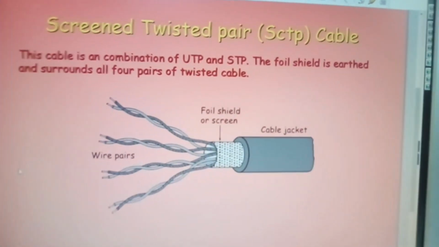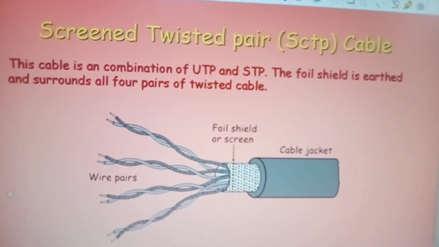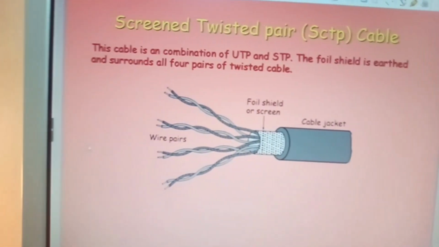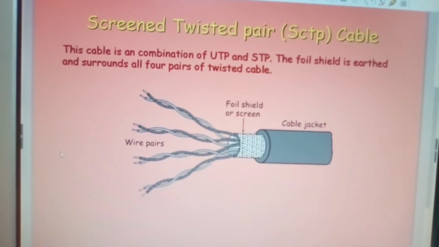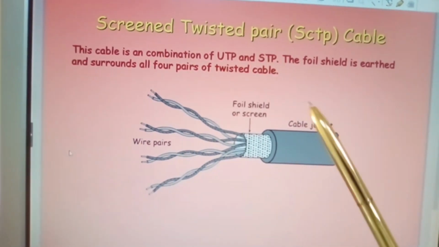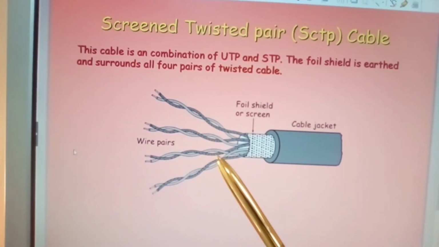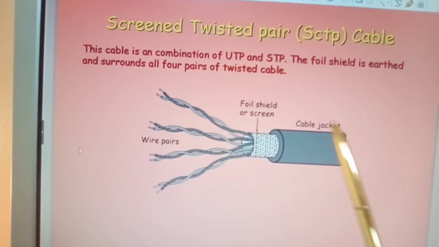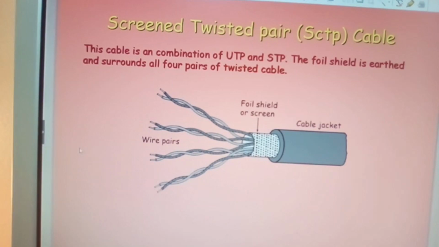Now here we have screened twisted pair. Let me just go in a little bit, make sure we can. Yeah, pull back. Right there. Screened twisted pair cable. This cable is a combination of UTP and STP. The foil shield is earthed and surrounds all four pairs of twisted cable.